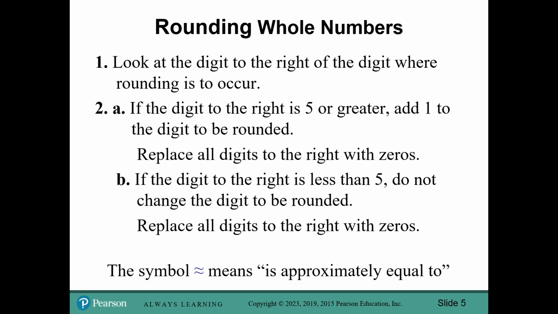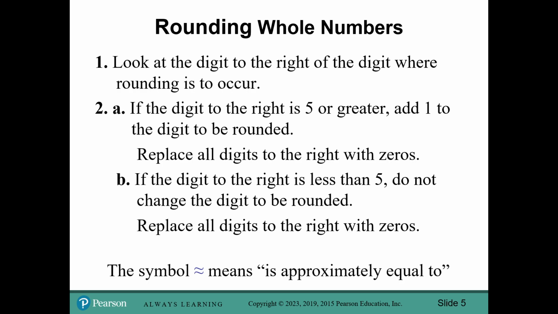The first thing we look at when rounding whole numbers is the digit to the right of the digit where the rounding is to occur. If the digit to the right is 5 or greater, we add 1 to the digit that needs to be rounded, and then we replace all the other digits to the right with zeros. If the digit to the right, however, is less than 5, we do not change the digit to be rounded, and we replace all digits to the right with zeros.